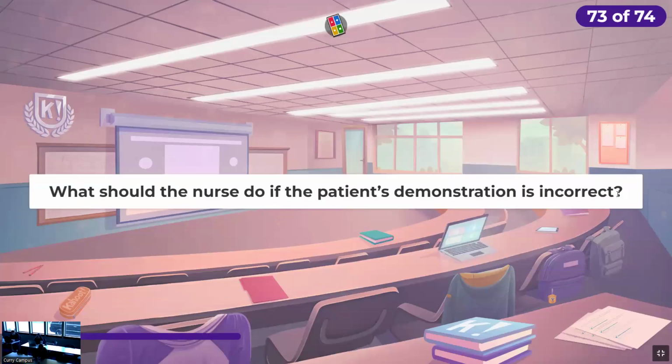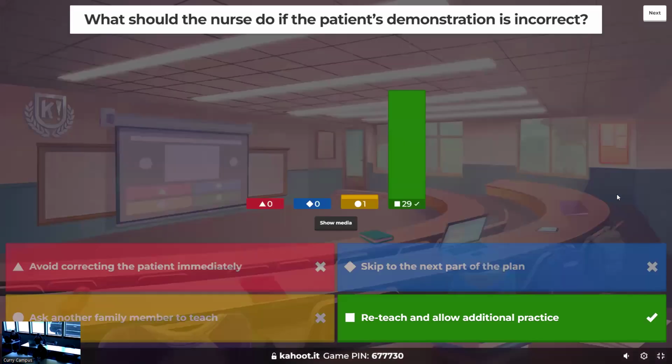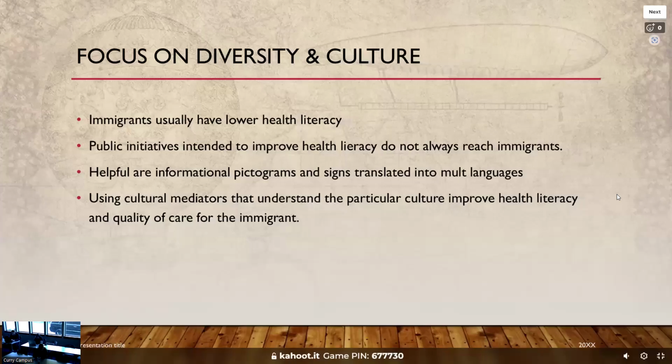Right. What should the nurse do if the patient's demonstration is incorrect? And the yellow is ask another family member to teach. All right, so almost everybody got that one right. Good. And then I think this might be the last slide.